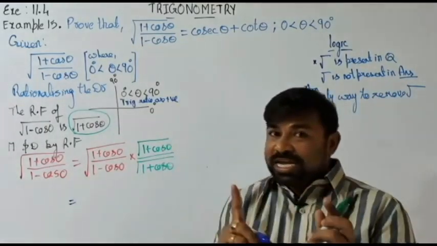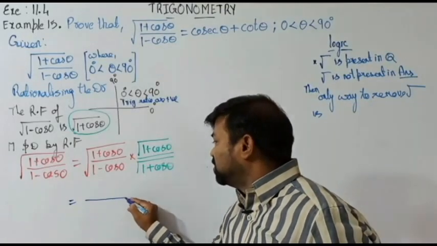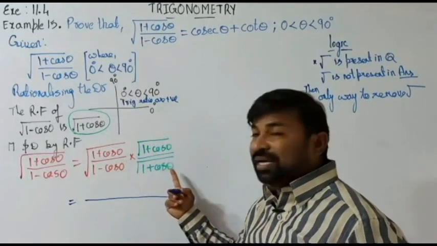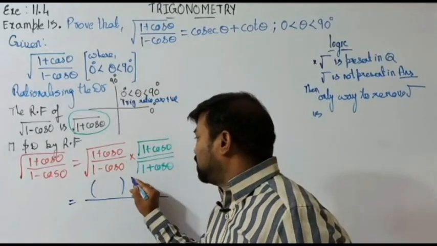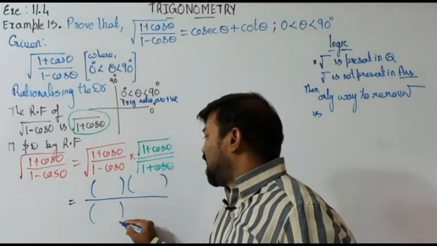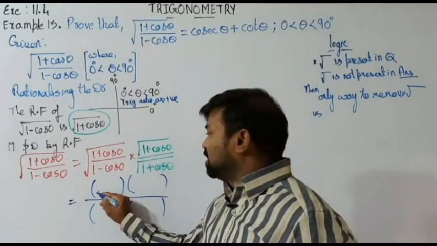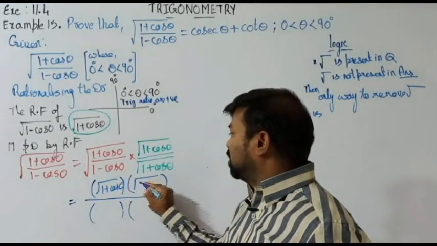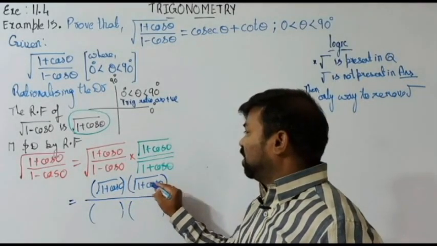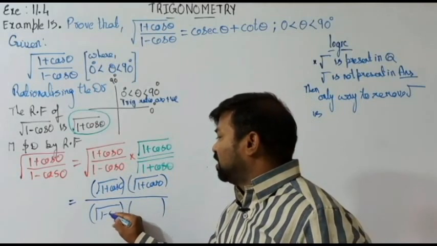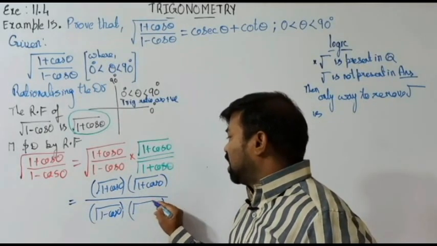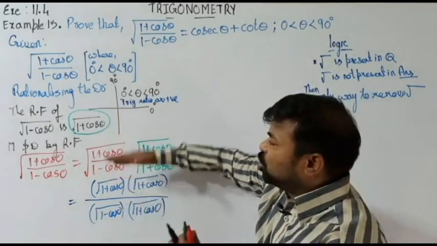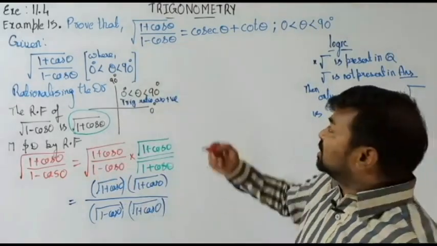Now, in a planned way, I am not taking it as a single part. Numerator, numerator, denominator, denominator. I like to separate it into 4 pieces. So what is here? Under root 1 plus cos theta, and here we have under root 1 plus cos theta. Right. Here what you have? Under root 1 minus cos theta, and here under root 1 plus cos theta. I have separated numerator and denominator separately.